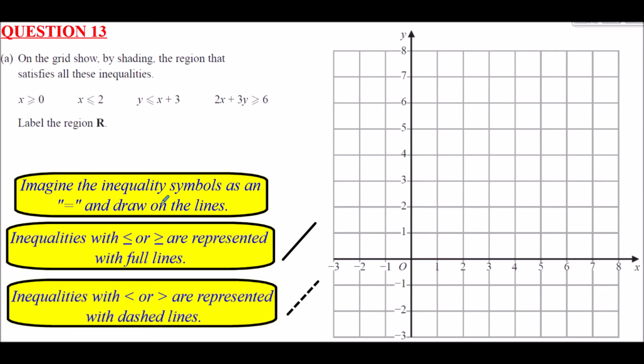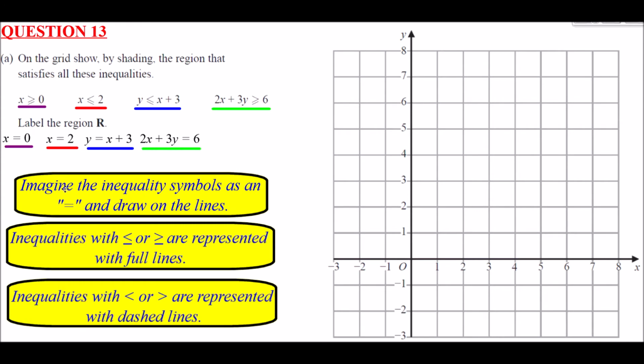So, returning and using these points here, what we're going to do first of all is just think of these colour-coded. So, purple, x greater than or equal to 0, then red, blue, green. And like I said, I'm going to replace these symbols with equals, just so it makes a bit more sense. So the first one I need to draw on is where x is equal to 0.